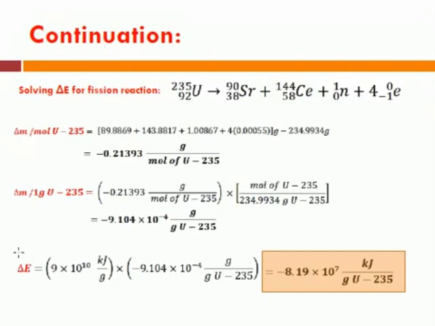So computing for the binding energy, this is the mass defect. And for delta E, we have 9 times 10 raised to 10 kilojoule per gram multiplied by negative 9.104 times 10 raised to negative 4 gram per 1 gram of U235. So the answer is approximately equal to negative 8.19 times 10 raised to 7 kilojoule per 1 gram of U235.